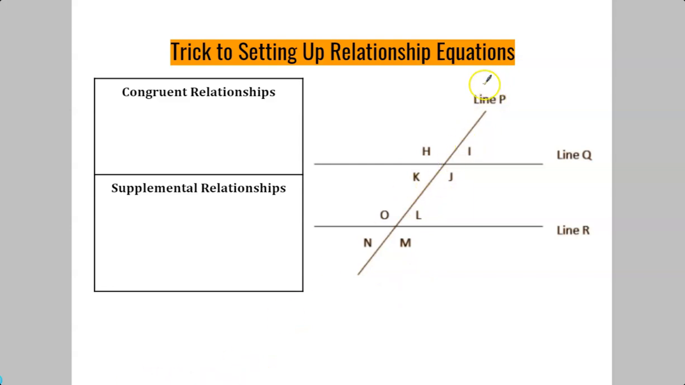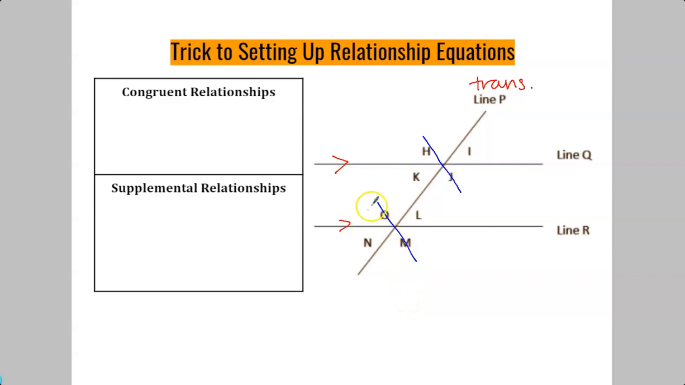So if I'm looking at my transversal, I'm looking at my parallel lines. So what we're going to do is we are going to find an intersection, and I'm going to put a line through one set of vertical angles. I'm going to go to the next intersection, and I'm going to put a line through that set of vertical angles.